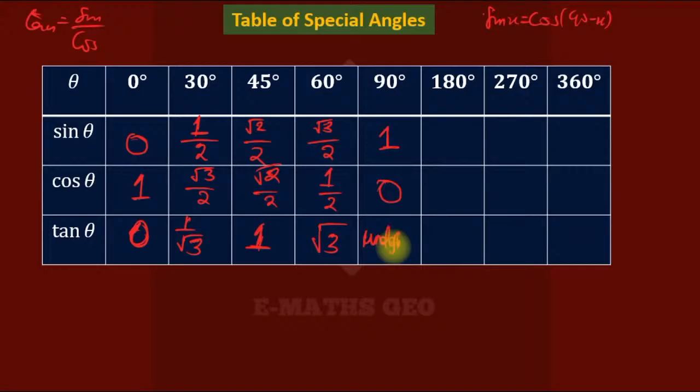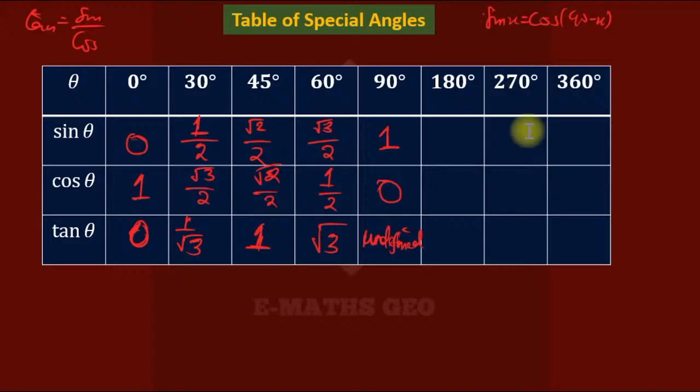Because we know division by 0 is not defined in mathematics. The denominator is 0, so it's undefined. Do you see how we fill this up? Let's now complete it. We now move to the quadrants: 180, second quadrant, third quadrant, fourth quadrant.